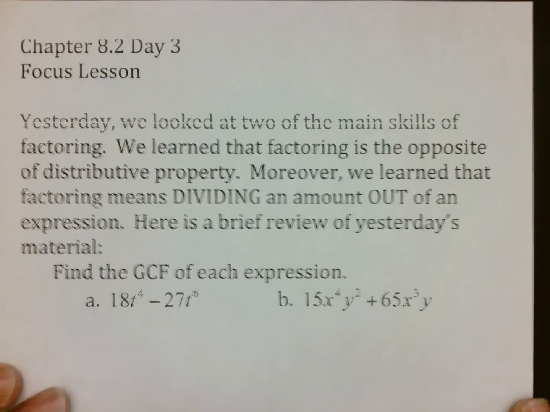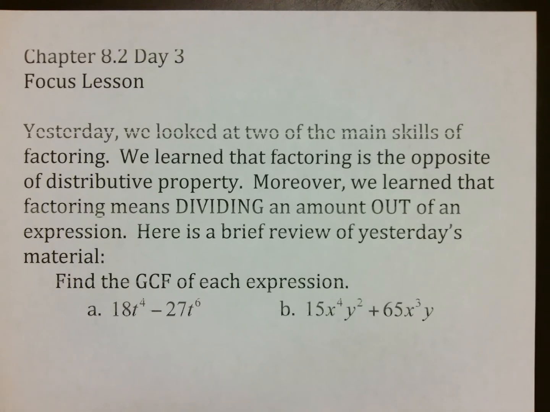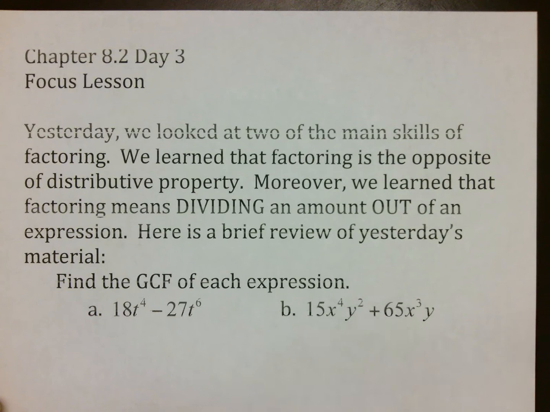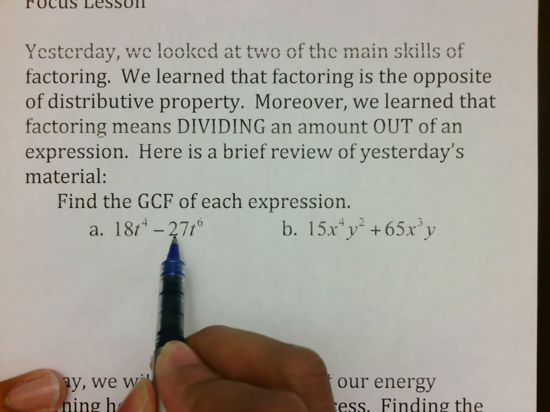Alright, yesterday we looked at two of the main skills of factoring. We learned that factoring is the opposite of distributive property. We also learned that factoring means dividing an amount out of an expression. A brief review of yesterday's material. What we learned to do is look at 18 and 27.